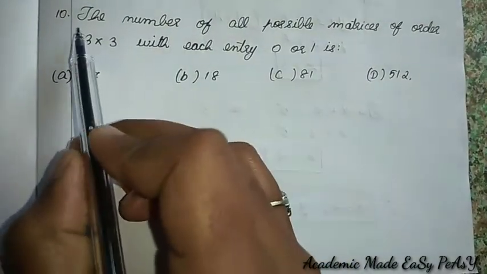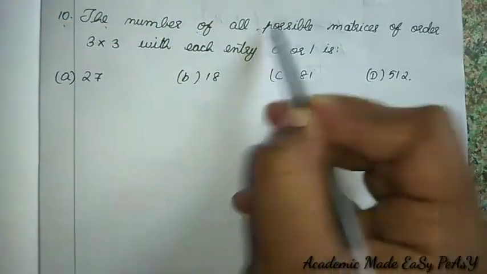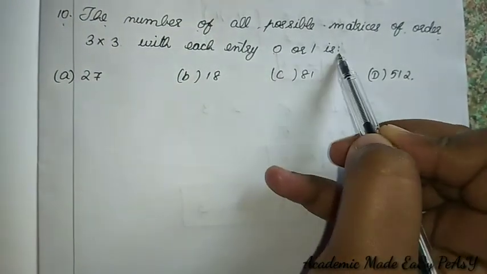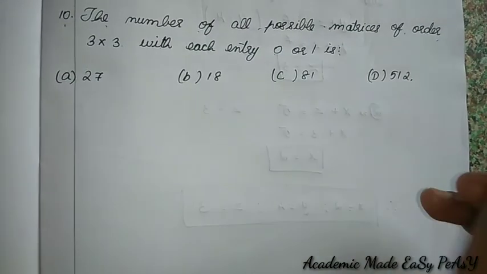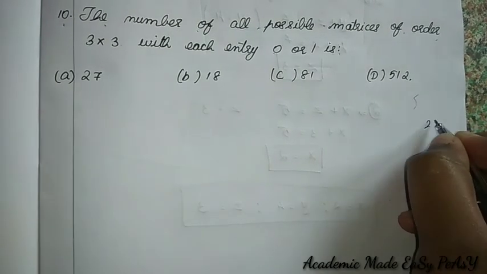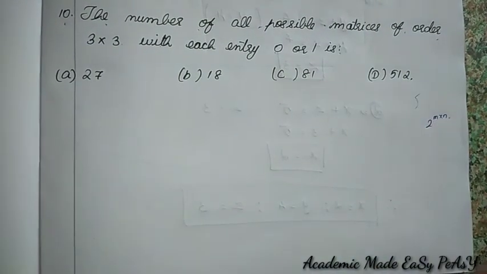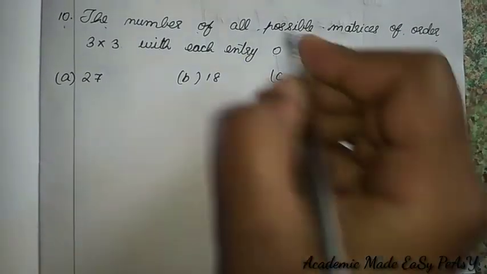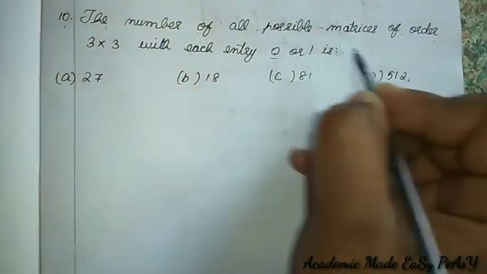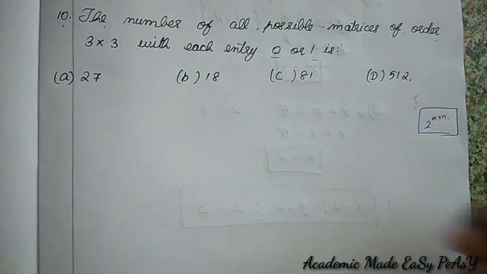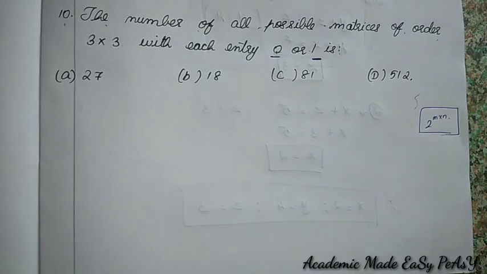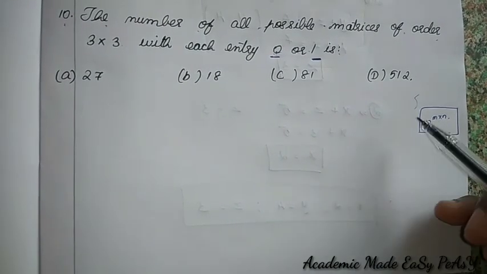The last question, the 10th question: the number of all possible matrices of the order 3 by 3 with each entry 0 or 1 is what they are asking. To find the possible matrices you have to find 2 power m by n. This is the formula. Only 2 entries are there, so I have taken 2 power. If it were 3 entries, then I would take 3. Now I have only the 2 numbers, 0 and 1, so I have taken 2.